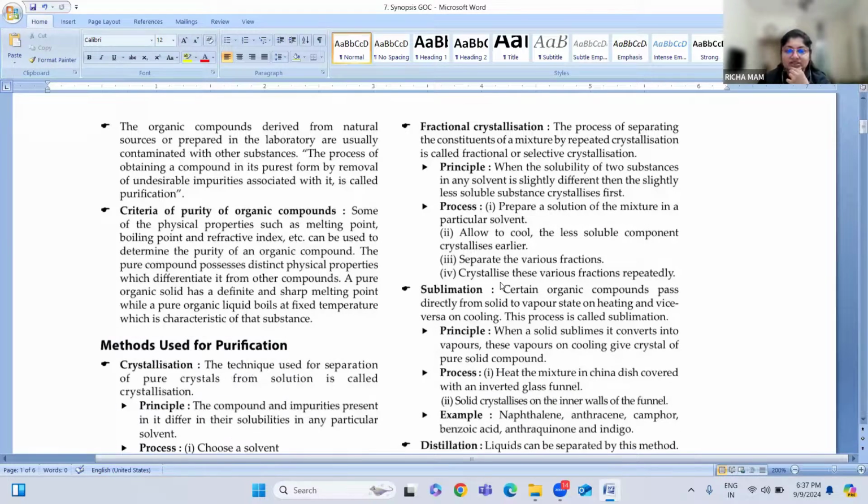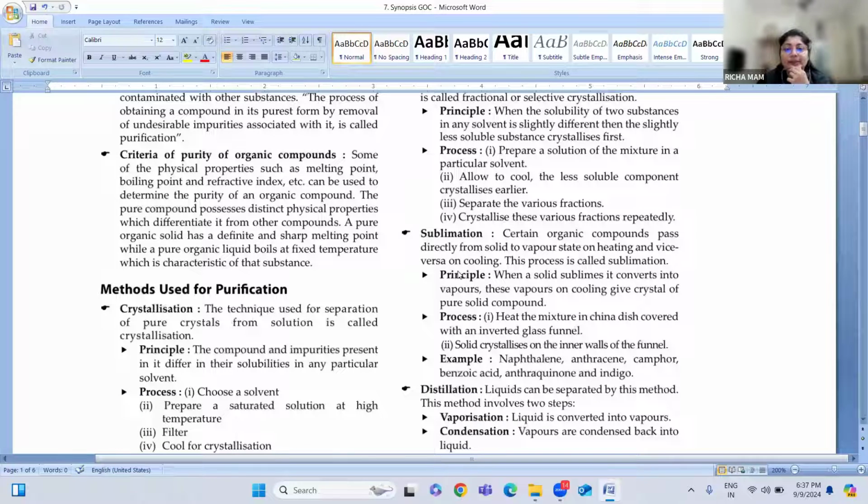So this is the fractional crystallization. Next is sublimation. Sublimation is a process where solid is directly converted into vapor state, or vice versa on cooling. Okay, remember this. So this is sublimation.